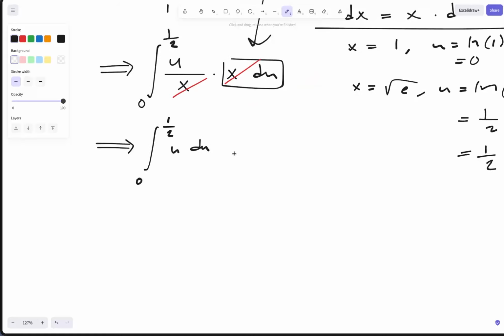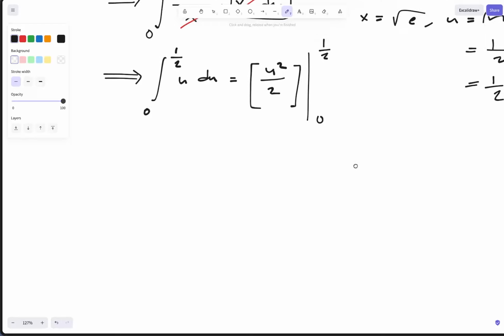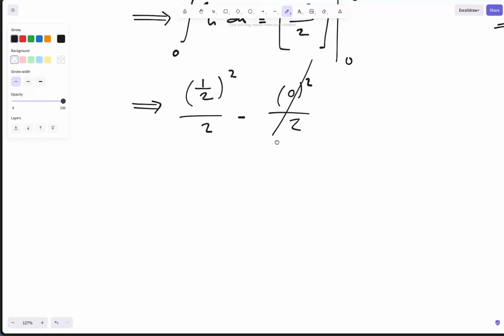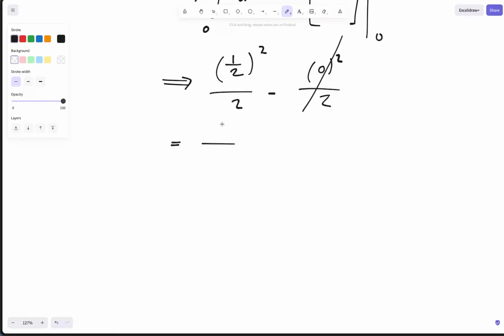And we're just going to evaluate that. So we know that this is going to be equal to u squared over 2 by the power rule. And we're going to evaluate it at 1/2 and 0. Finally, when we do the subtraction, the lower bound is going to become 0. So we can do 1/2 squared over 2 minus 0 squared over 2. And that is going to be equal to 1/4 over 2, which is just 1/8. And that is indeed our final answer.